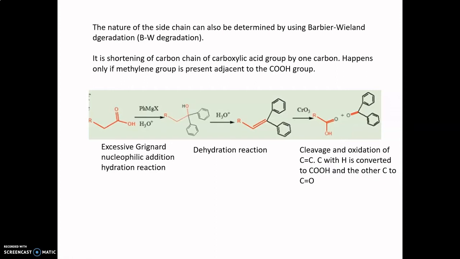in Barbier-Wieland degradation, the carboxylic acid chain having a methylene group adjacent to COOH can be broken down one carbon at a time. Now this can be used to understand the number of carbon atoms in a hydrocarbon chain or in an organic compound by successively removing one carbon at a time. So we can see up to what extent the number of carbons can be removed. Now let us take up this particular method for understanding the structure of our side chain in cholesterol.